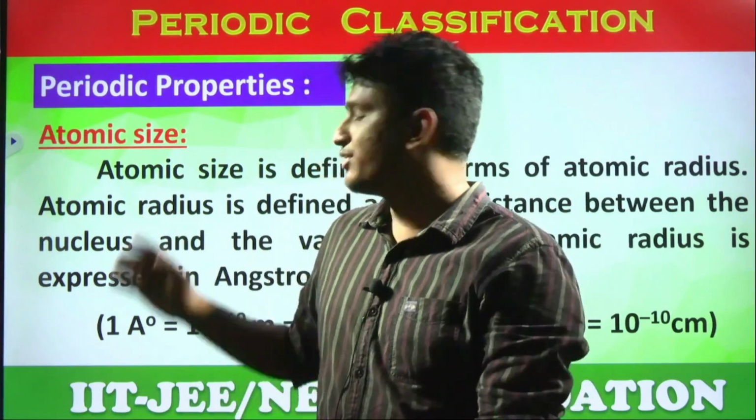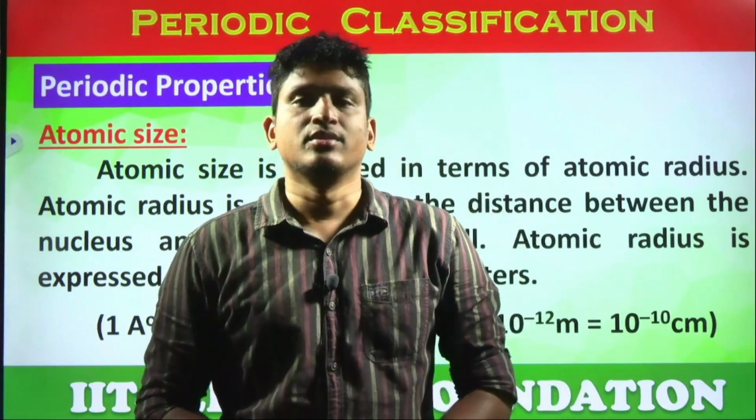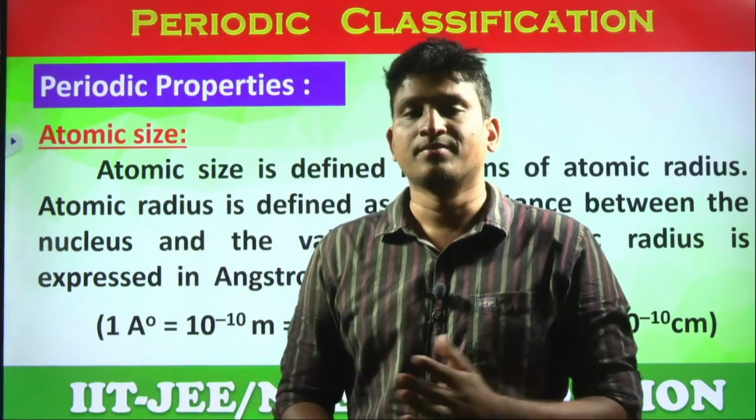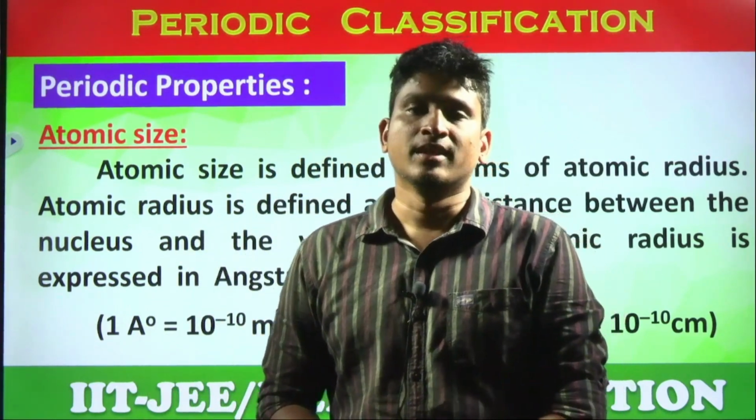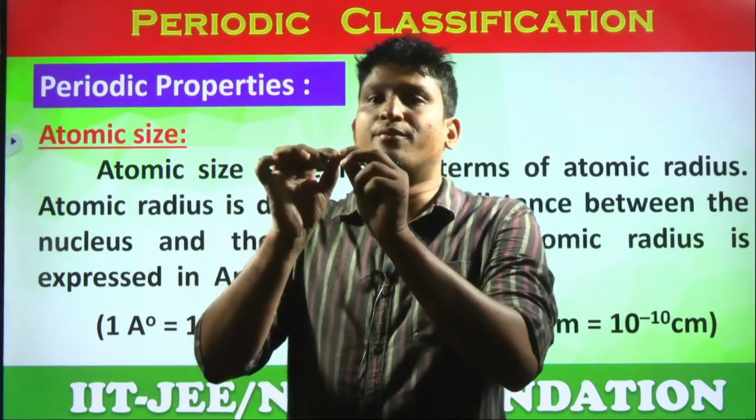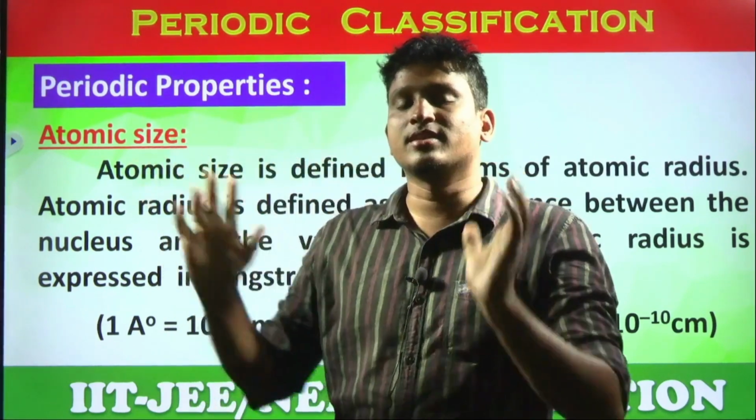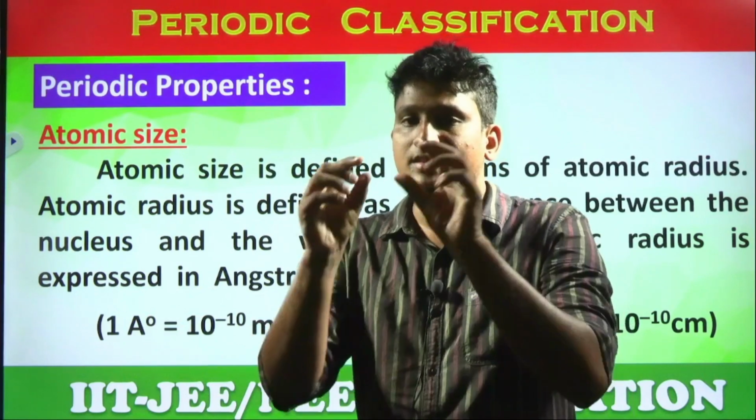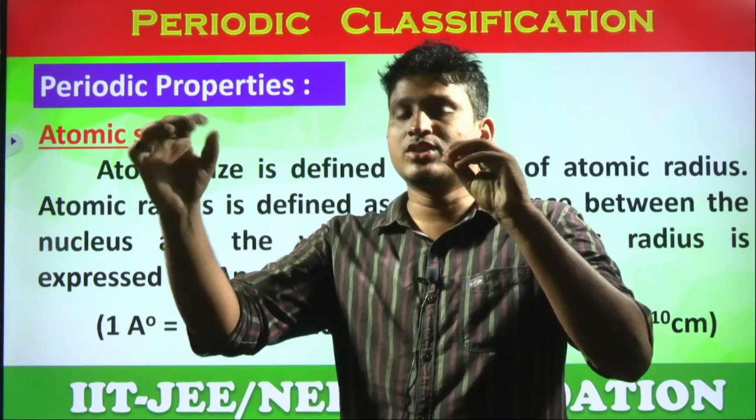So first of all, to start the discussion, atomic size, or atomic radius. How to define this atomic size, students? The distance from the nucleus to the valency shell is called atomic size. That's it. Radius of an atom, yes or no? The distance from the nucleus to the valency shell is called atomic size.